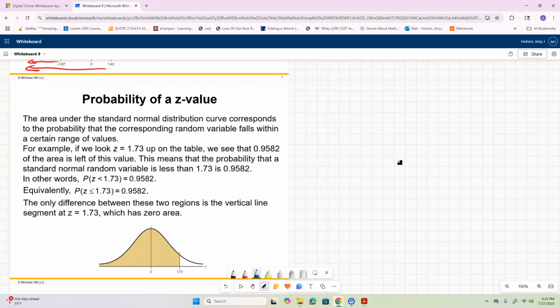So it says, for example, if we look up z equals 1.73 on the table, we see that 0.9582 of the area is left of this value. So what does that mean? That means that the probability that your z value falls under 1.73 is going to be whatever you find on the chart value. Remember, less than is left. Less than, under, below, those are all going to be to the left.